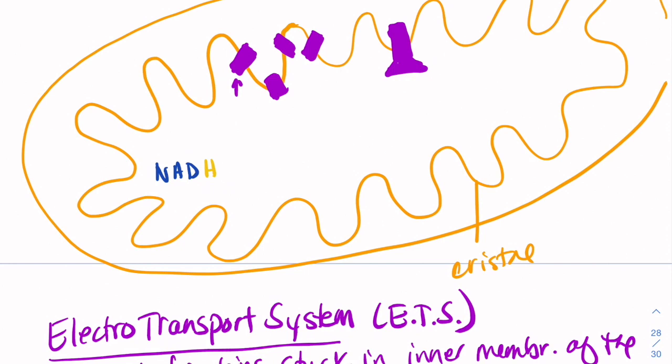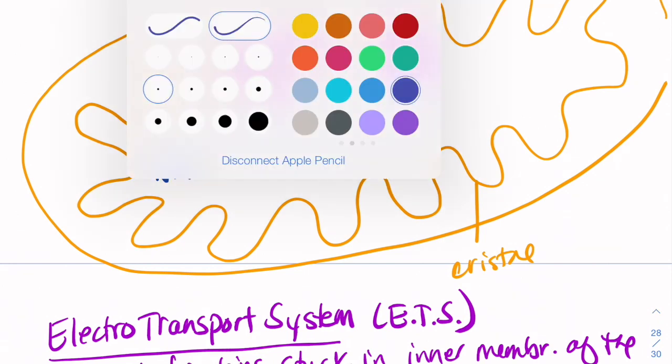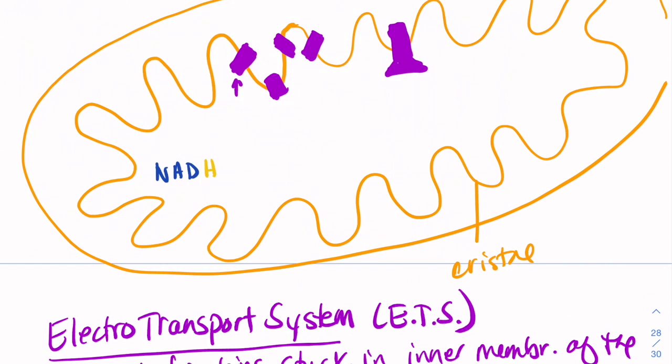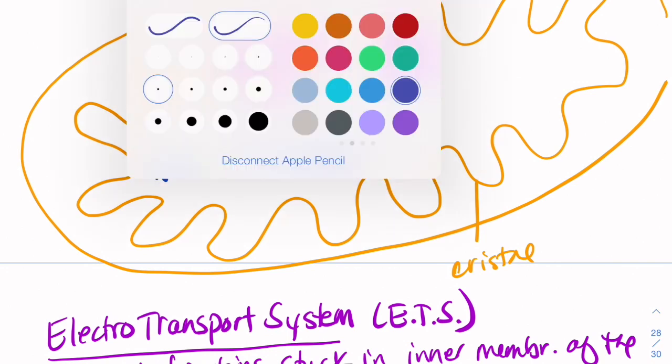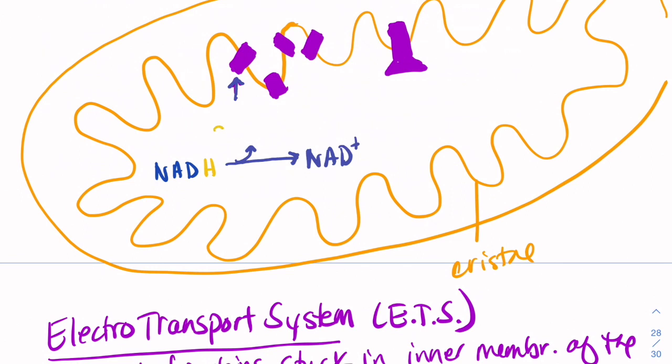And they bring them to the mitochondria. Once NADH accumulates inside the mitochondria, it's like, you know what? Here you go, proteins of the electron transport system. I'm going to go back to being NAD+, and I'm going to give up those hydrogen atoms to you in the form of 2 electrons and a proton.